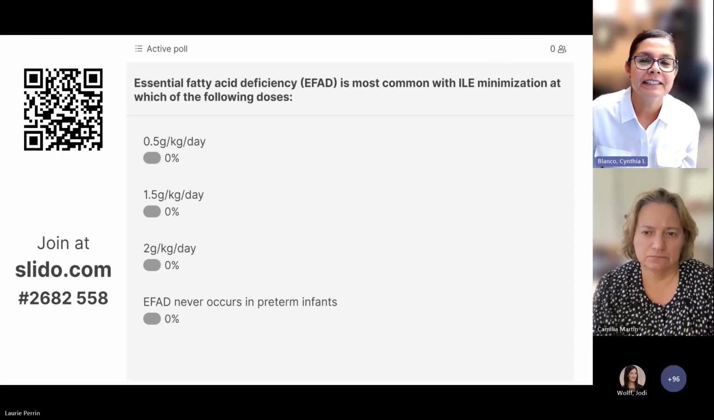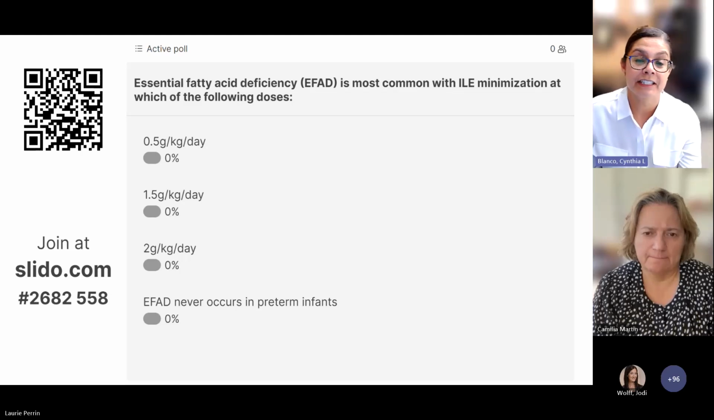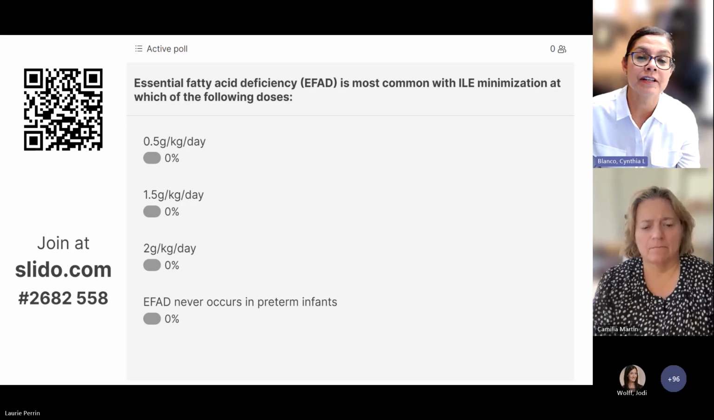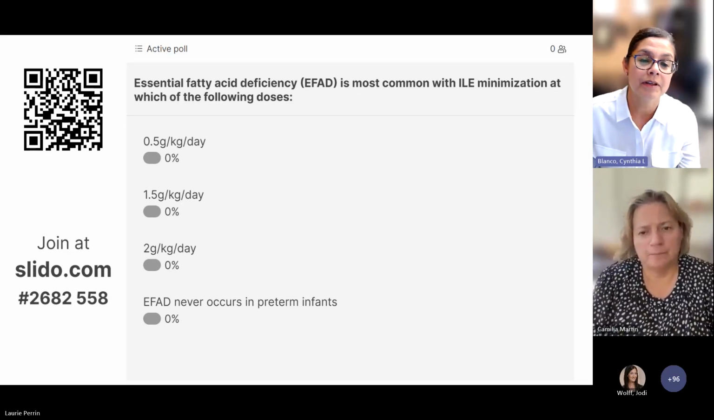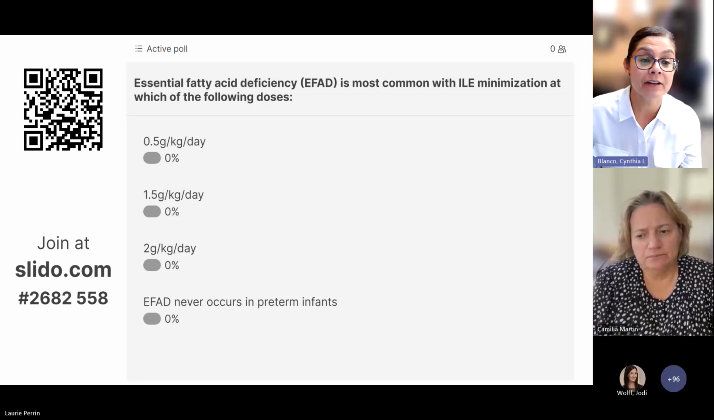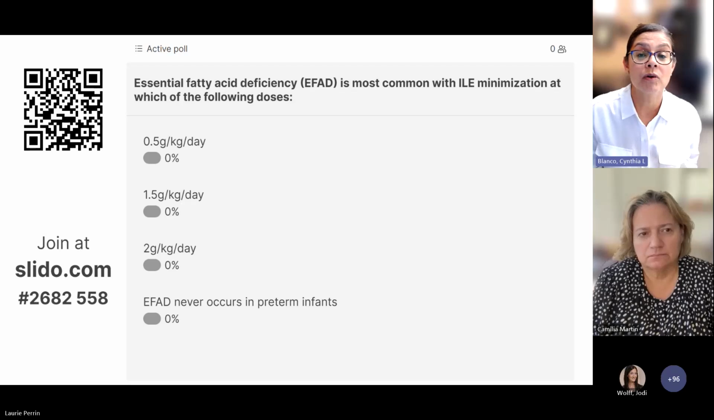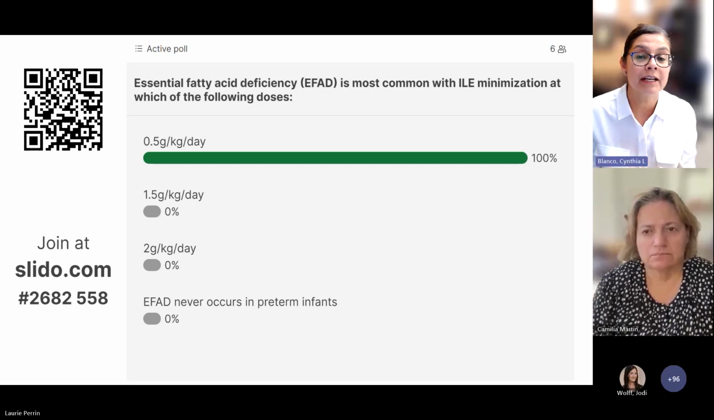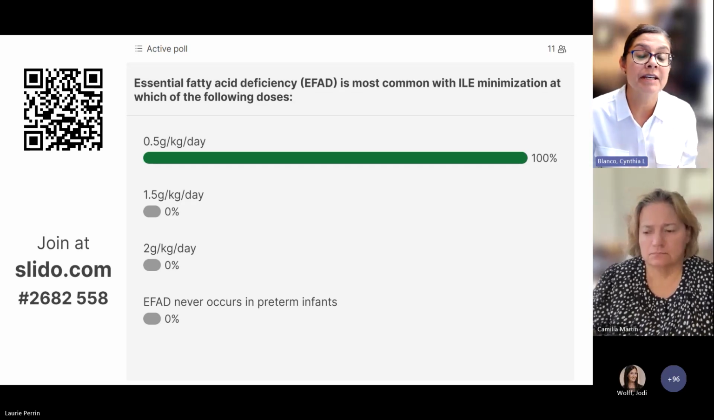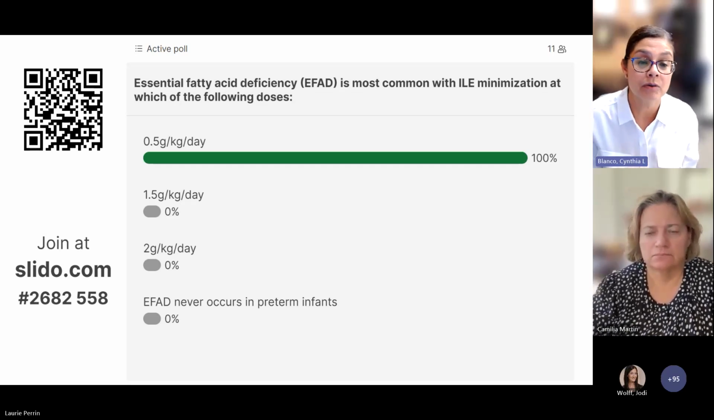And next slide. So first, the essential fatty acid deficiency, right? We see a lot of these studies. That is a very, very common outcome measure that we have to go through in order for us to get, for example, FDA approvals, or if we want to do long-term studies. Is it common? And is it common with the minimization, and at what dose, right?